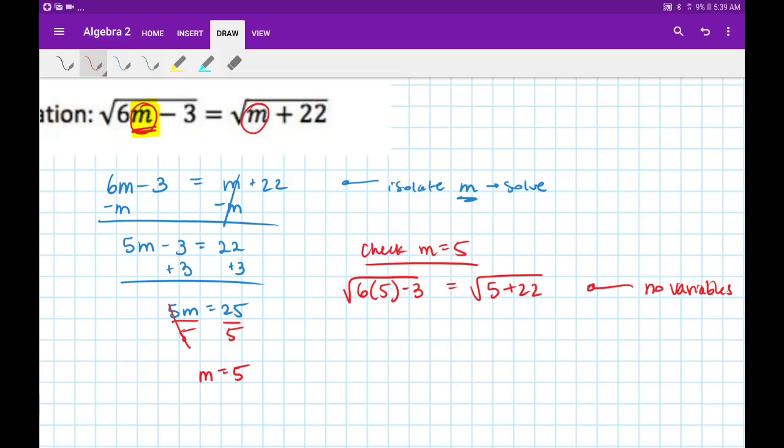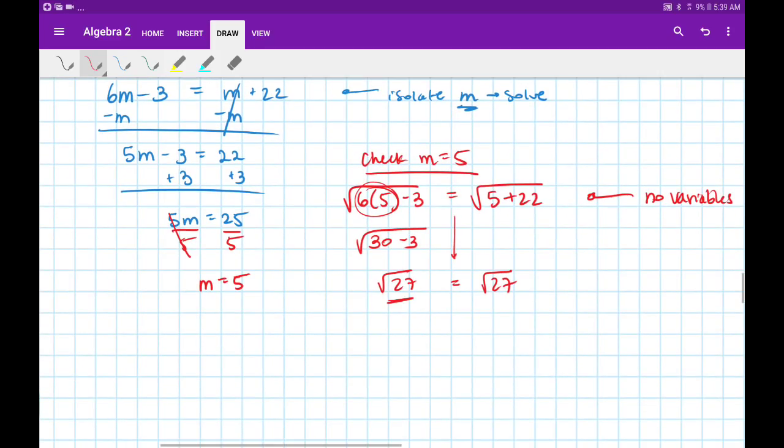All right, so let's simplify. 6 times 5 is 30, and 30 minus 3 is 27. Let's see if that equals the right side. Well, 5 plus 22 is 27, so the square root of 27. My left-hand side and my right-hand side are equal, so this checks out.